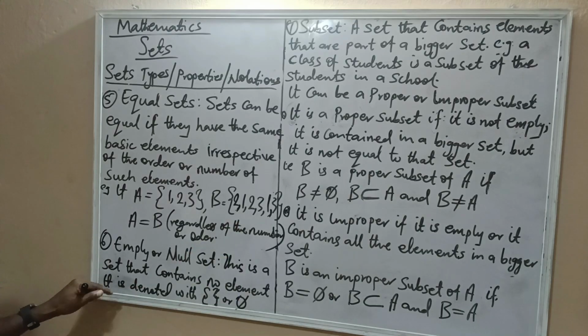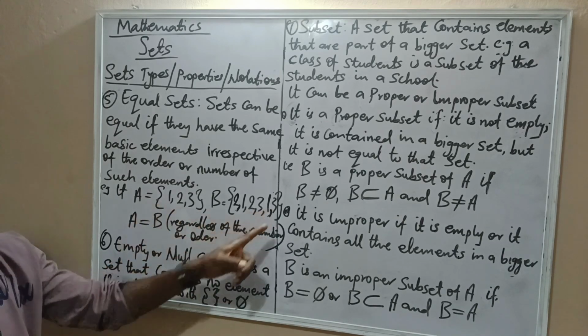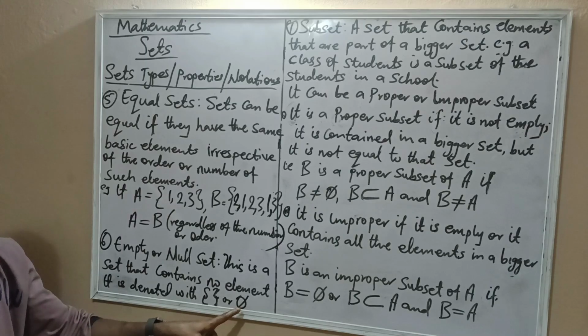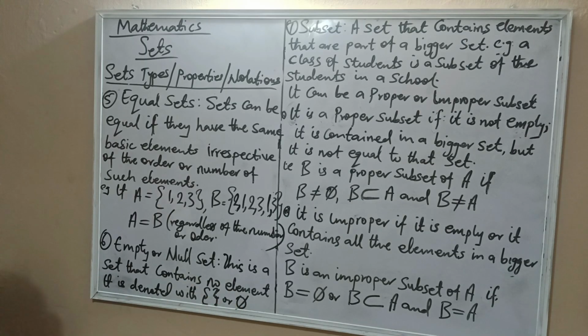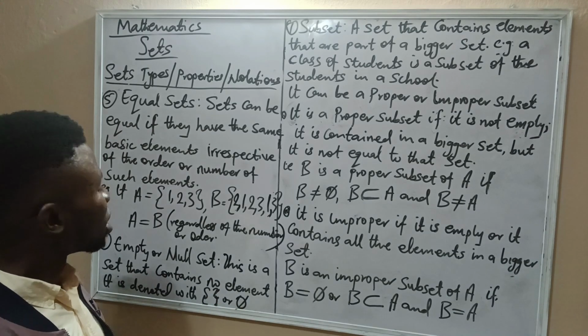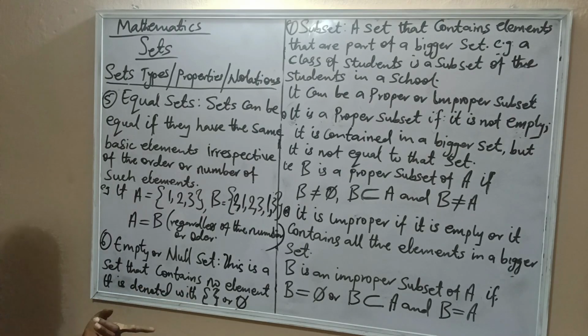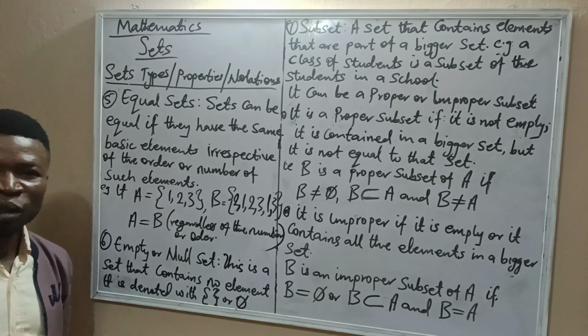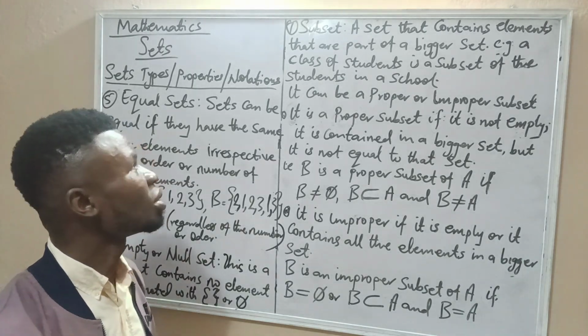Now another one is empty or null set. Of course, from the name, empty. This is a set that contains no element at all. It is denoted with this, that means this curly bracket that is empty, or this symbol, a circle with a slash mark on it. Then an example of sets that are empty: we can say the set of people with 2 heads. Of course, you know it is an empty set. There's no human being that has 2 heads.